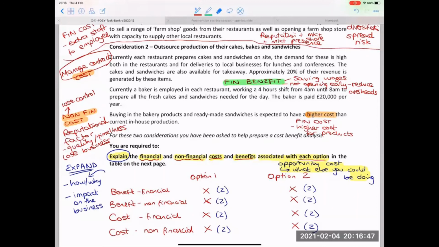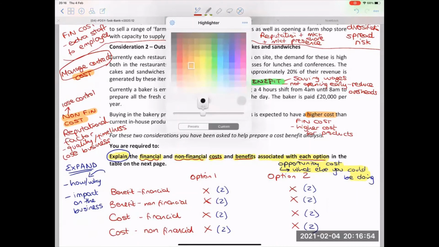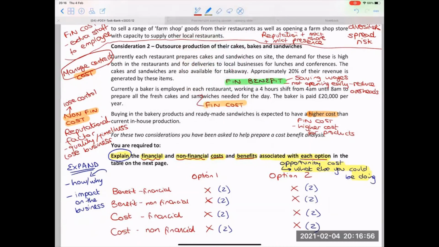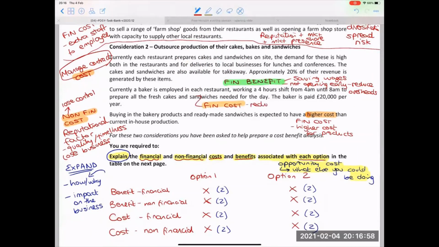Oh, Alice, great idea. Financial cost is that we might need to have some redundancy money. There may well be some redundancy money. We don't know how long that baker's been there. Yeah, absolutely. Financial benefit of 20 grand saving.